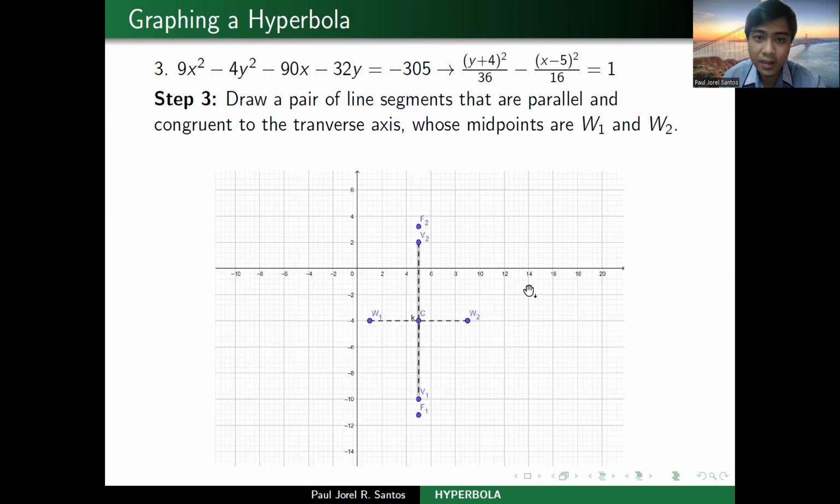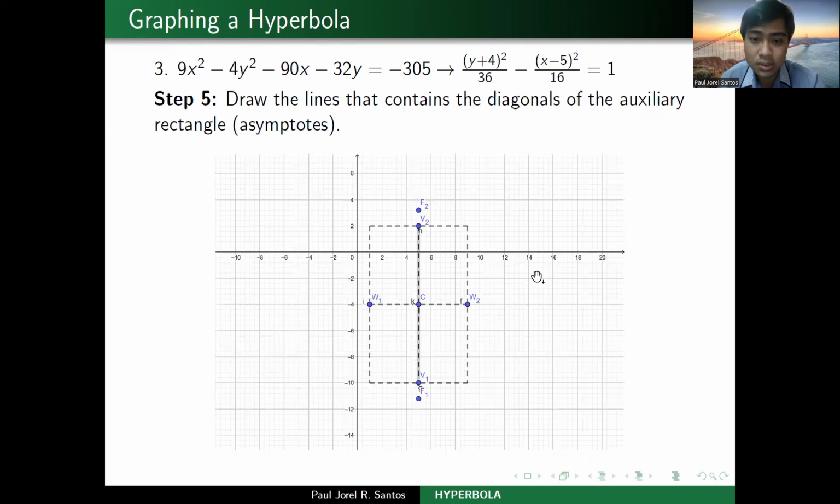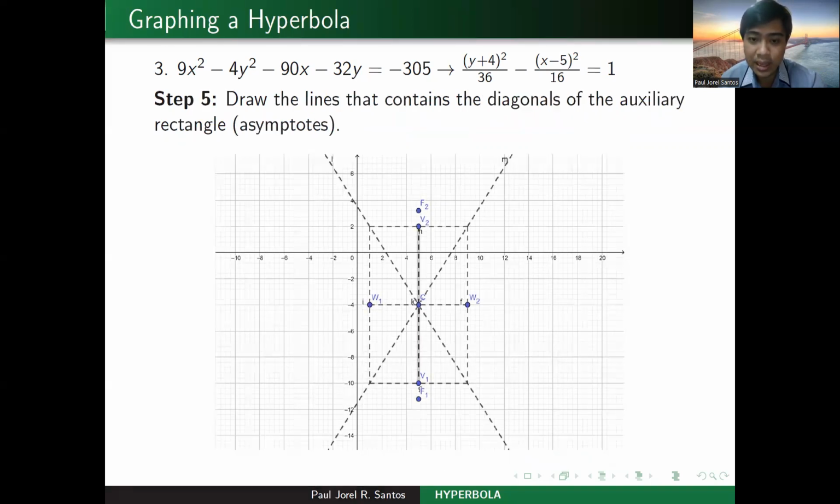And the pair of line segments that are parallel and congruent to the transverse axis are these two. While for the conjugate axis, the pair of line segments that are parallel and congruent to the conjugate axis are these two. Okay, and so now we have our auxiliary rectangle. So we can draw our asymptotes. Drawing the asymptotes will be like this. This one has the positive slope and this one has the negative slope.